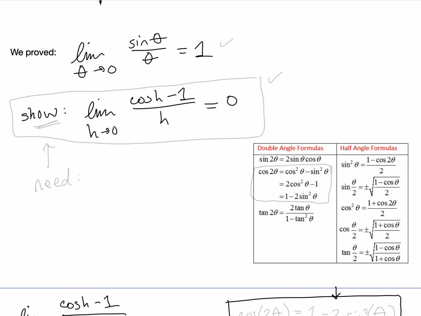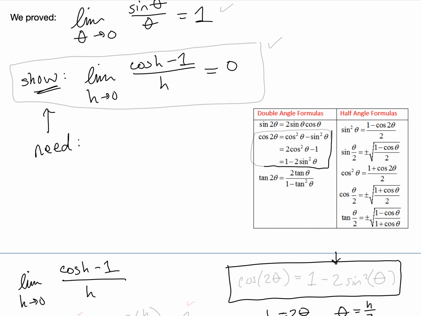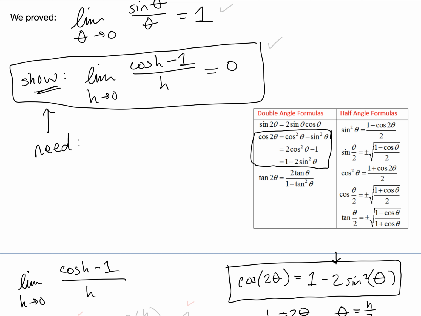To prove this, we are going to need a trig identity, and the trig identity that we're going to need is this one over here. It's called the double angle formula: cosine of 2 theta is equal to 1 minus 2 sine squared of theta. So we're going to use that to prove this, and then we are going to use both of these things to prove that the derivative of sine of x is cosine of x.